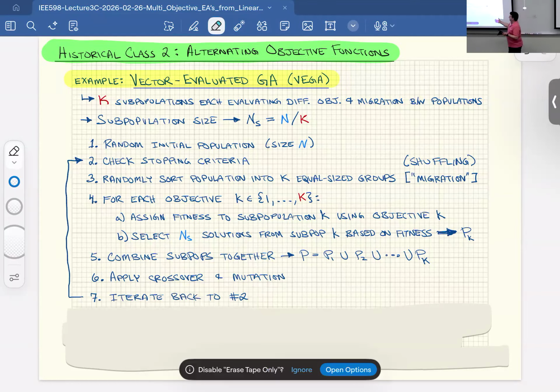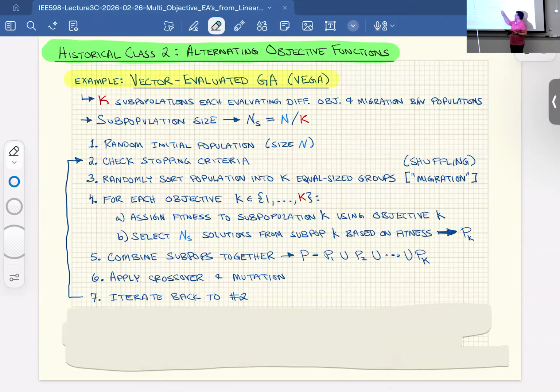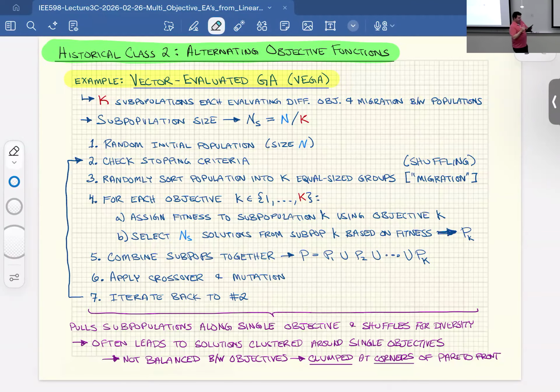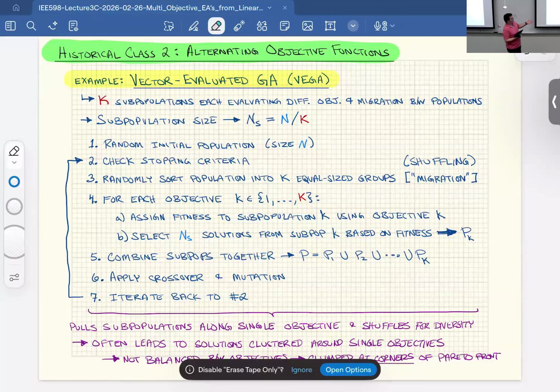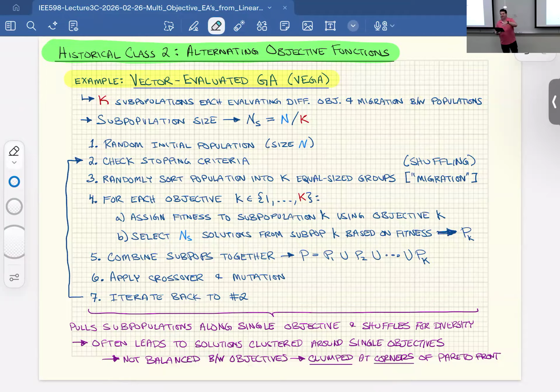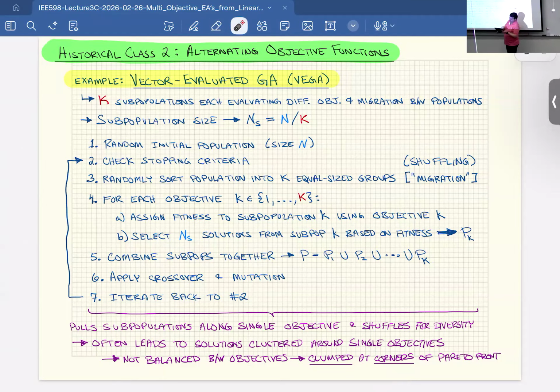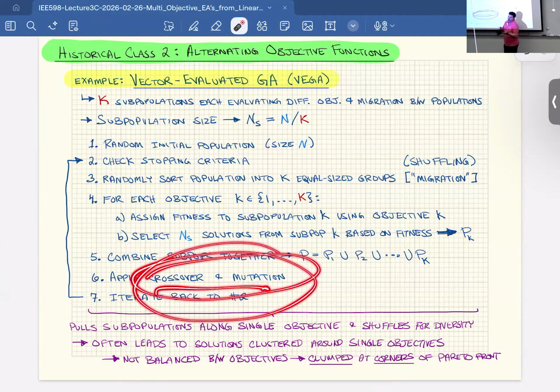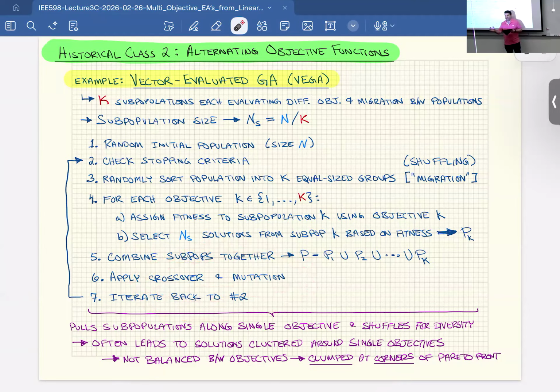Then we iterate back to number 2. After we've generated offspring based on these specialist parents that come together and mix in these diverse ways, we go back and reshuffle them into subpopulations and start it all over again. That pulls these subpopulations along these single objective paths and shuffles them. The hope was that crossover and mutation across the whole group would create blends of different objectives.